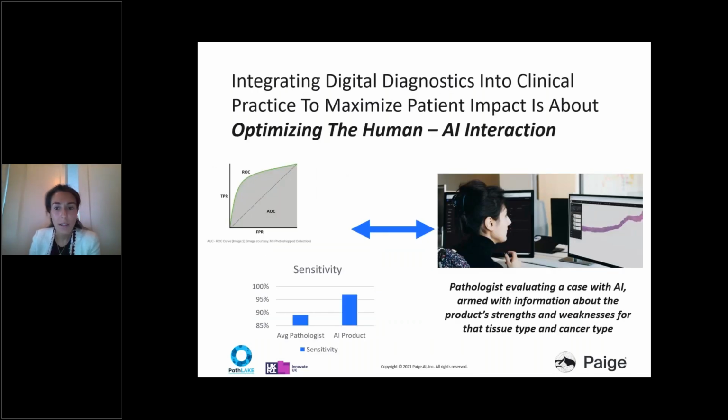And so in conclusion, I'd argue that integrating digital diagnostics into clinical practice to maximize patient impact is about optimizing the human-AI interaction. This is achieved by a pathologist-driven AI design and evaluation so that the end pathologist user can be armed with information about the product's strengths and weaknesses for that tissue and cancer type. This puts the pathologist in the best position to perform better with the product because of the product than either the pathologist or the product could do alone.